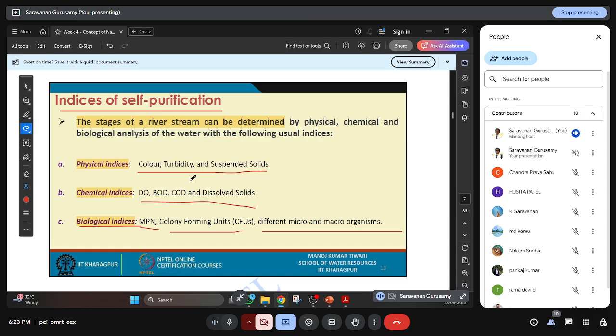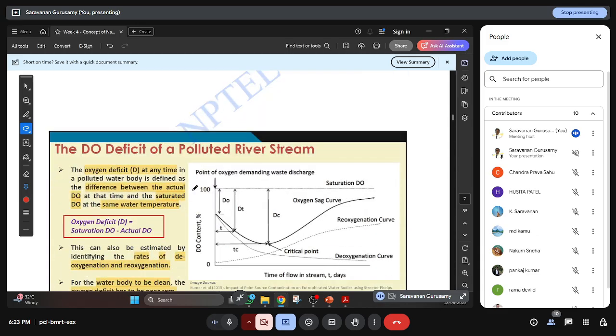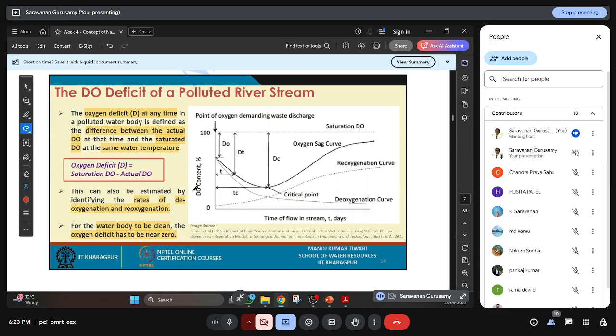Okay, the stages of a river can also be classified based on these 3 indices, right? So first we can take DO. Last week also we discussed a lot about DO. DO is the dissolved oxygen in your water. All the aquatic organisms require oxygen similar to human beings. Fish respire through their fins, and whenever the oxygen is very low, the fish cannot live there, so it will die. So the minimum oxygen required is 4 milligram per liter.